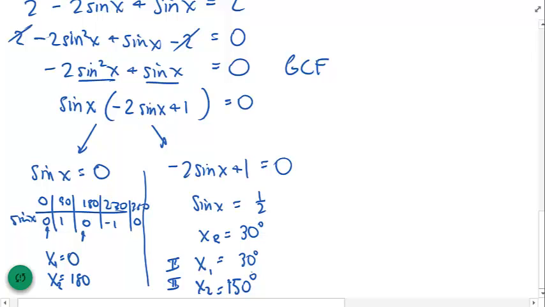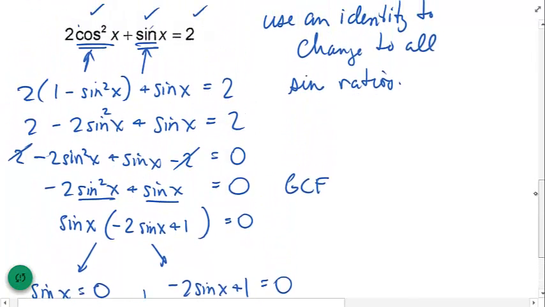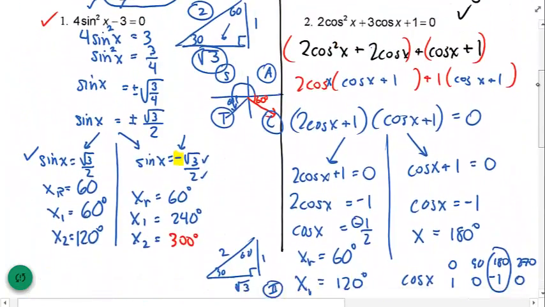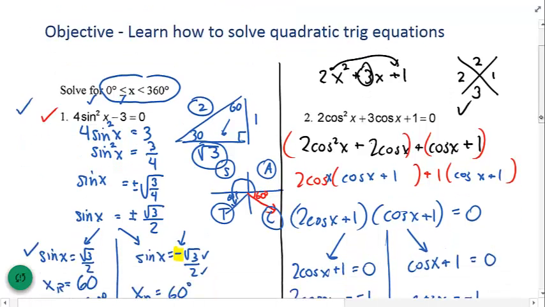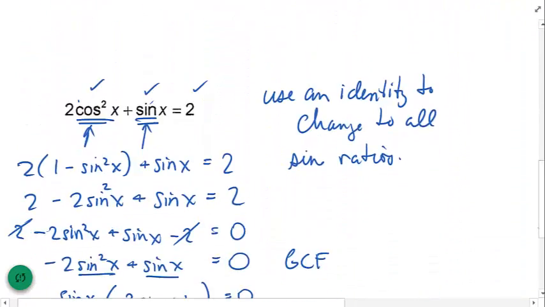So that concludes our solution series for quadratics. But remember, tomorrow in class, we're probably going to finish problems which deal with just the same trig ratio being involved. And later on in class, hopefully we start where we have mixed equations where we have to convert using our identities to all one trig identity.